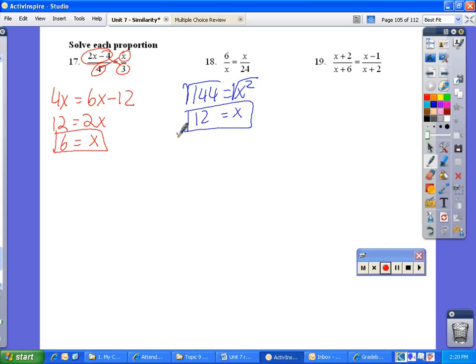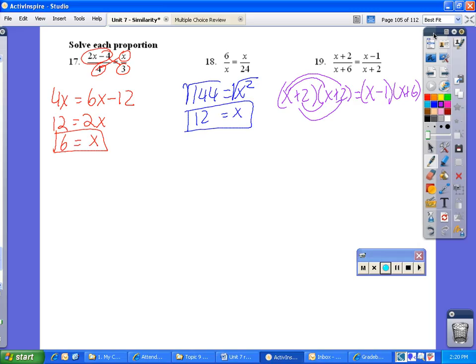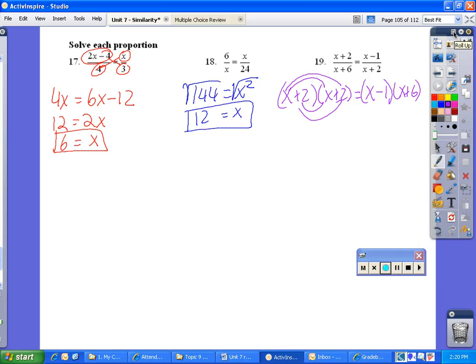Last but not least is this kind of crazy looking problem, but we're still going to cross multiply. x plus 2 times x plus 2 equals, cross multiply, x minus 1 times x plus 6. I'm putting these in parentheses so that I remember that I actually have to double distribute or FOIL in order to solve this problem. So I'm going to go ahead and do that. If you need to take a little bit more time, go ahead. This gives you x squared. We get plus 2x and plus another 2x, so that's 4x. And 2 times 2 is 4.